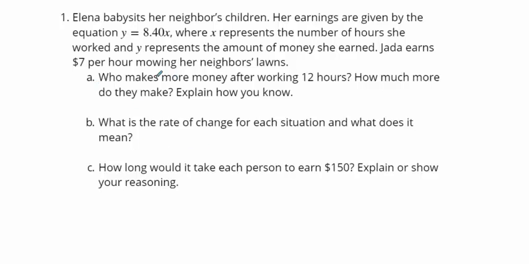Okay, question A. Who makes more money after working 12 hours? How much do they make? Explain how you know. So we'll do Elena first. She's babysitting. She earns 8.4 times x, and x is the number of hours. So if she works 12 hours, I could just take 8.40 and multiply it times 12. 8.40 times 12: 0, 8, 16, 0, 4, 8.